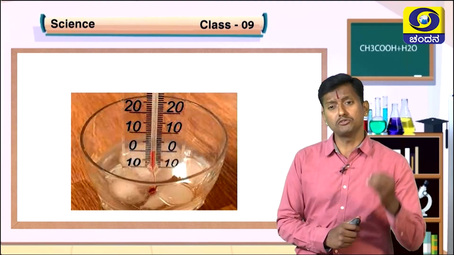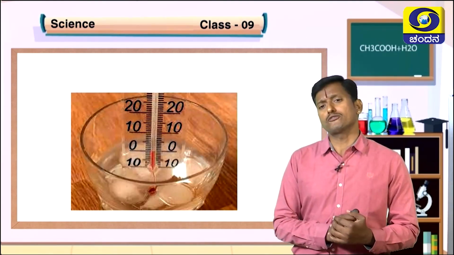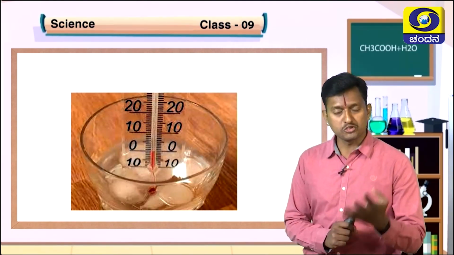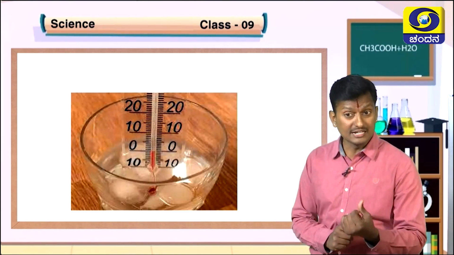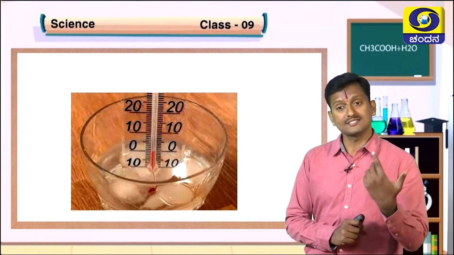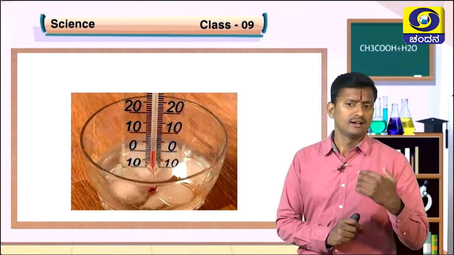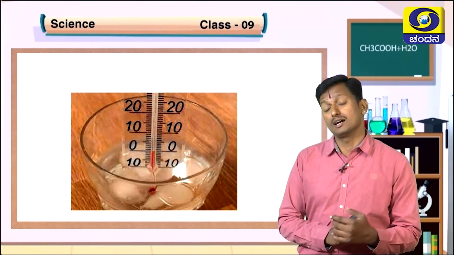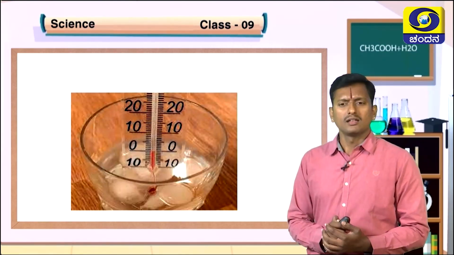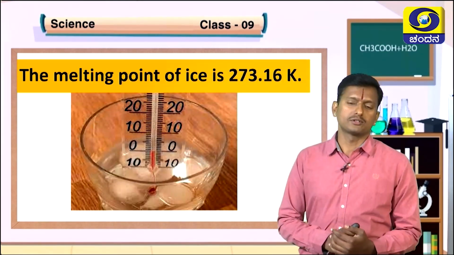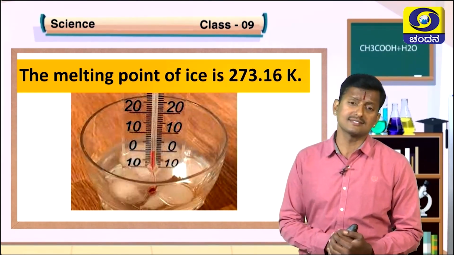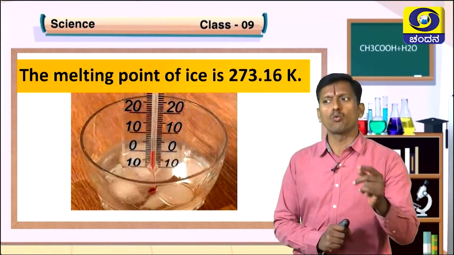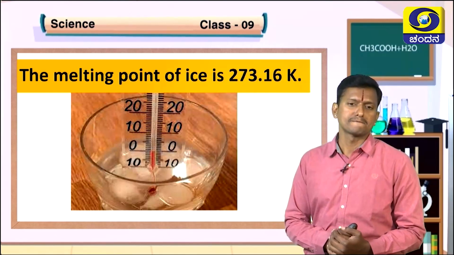Normally, we use different types of measurement to measure the temperature. One is the Celsius scale, that is the Celsius method, the Kelvin method and the Fahrenheit method. Now, let us discuss the Celsius and Kelvin methods. Here the melting point of ice is 273.16 Kelvin. What is this?